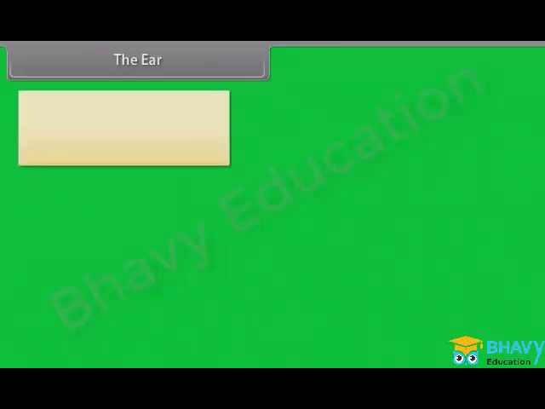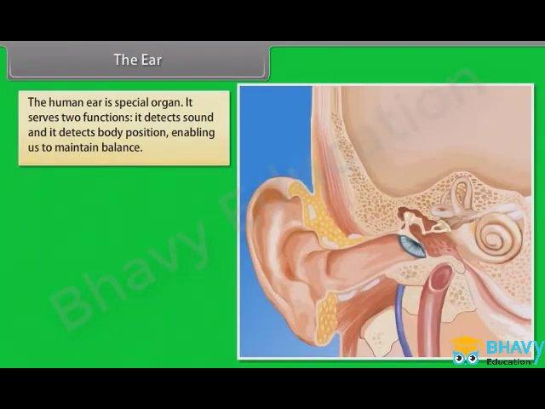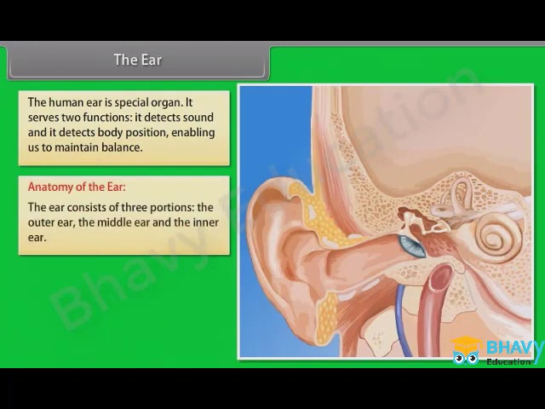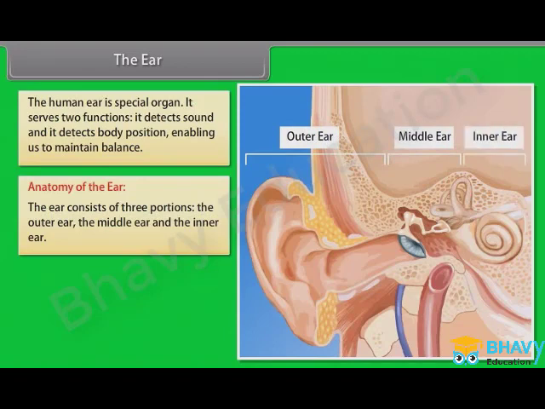The ear. The human ear is a special organ. It serves two functions. It detects sound, and it detects body position, enabling us to maintain balance. Anatomy of the ear. The ear consists of three portions: the outer ear, the middle ear, and the inner ear.